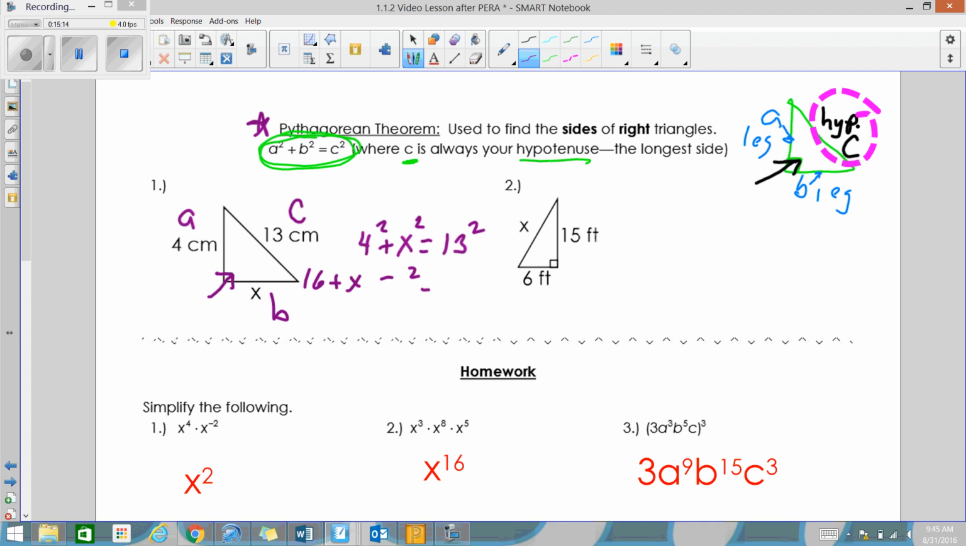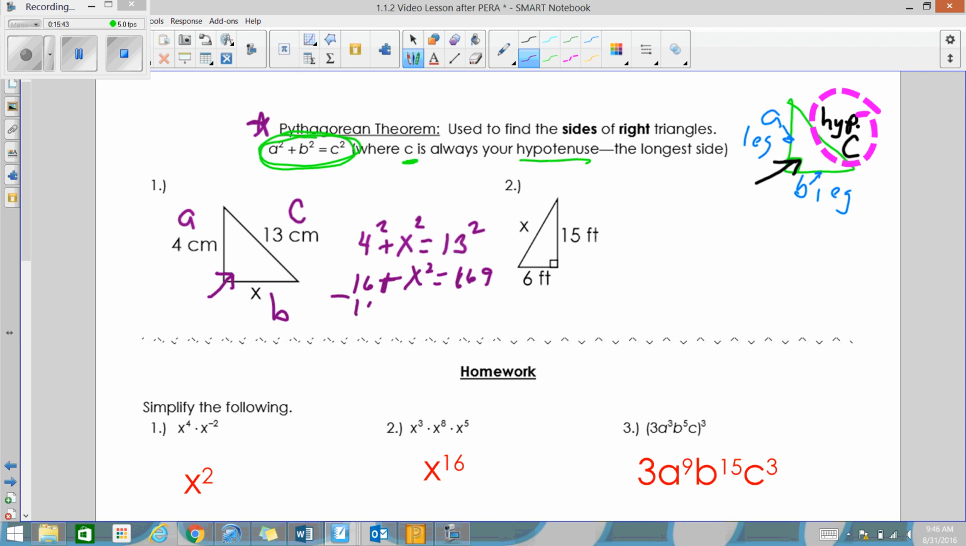Oh gosh, come on now. Oh man, of course this happens. Let me erase this. I don't know why this is working like this. All right, if this does it again, I'm going to shortcut it. Here we go. 16 plus x squared equals 169. Oh my gosh. All right, this is going to start acting funky.